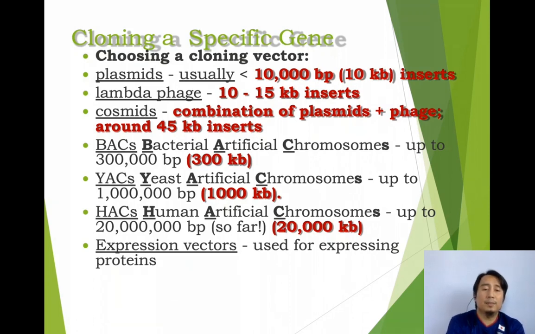And the last one is expression vector. Expression vector is mainly used for expressing the protein. So all of these are types of vector that you might consider to clone your gene of interest before you transform into a bacteria, into an expression host.